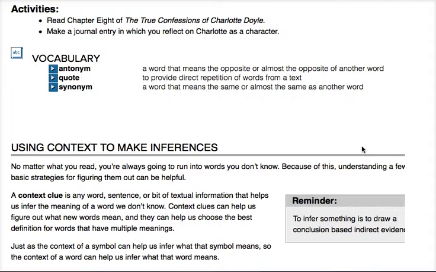And that is one thing that you can do, remember, to avoid plagiarism, is to put quotation marks around your exact passage from the text and say the book that you found it in, like Charlotte Doyle, chapter 8, or wherever you found that quote. Okay, if you're using it as evidence in an answer. And synonym is a word that means the same or almost the same as another word. Okay? Antonym is opposite. Synonym means the same.